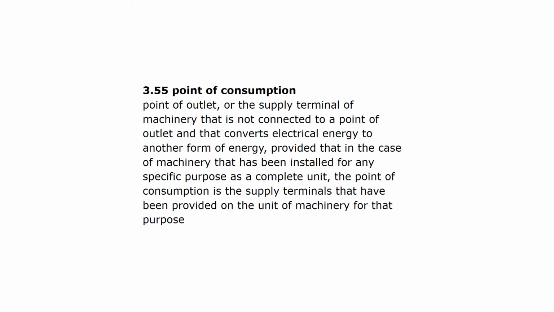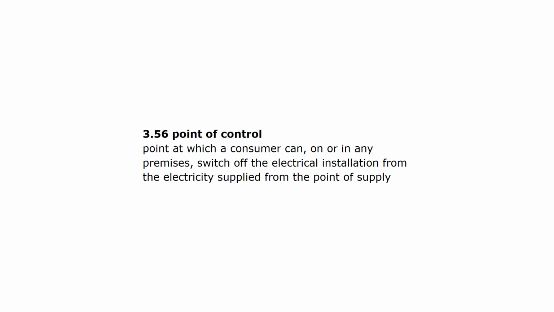Point of consumption: point of outlet or the supply terminal of machinery that is not connected to a point of outlet and that converts electrical energy to another form of energy, provided that in the case of machinery that has been installed for any specific purpose as a complete unit, the point of consumption is the supply terminals that have been provided on the unit of machinery for that purpose. Point of control: point at which a consumer can, on or in any premises, switch off the electrical installation from the electricity supplied from the point of supply.